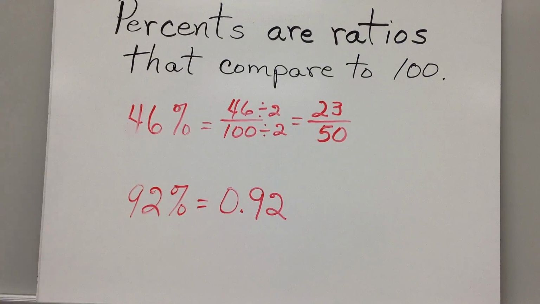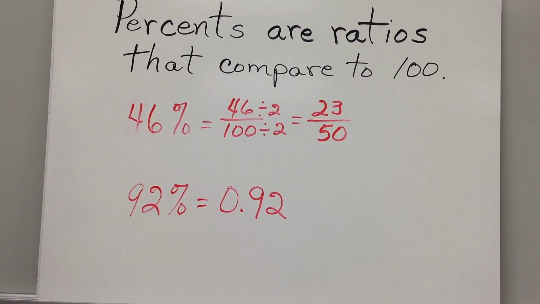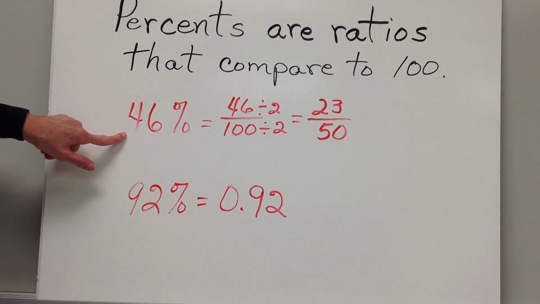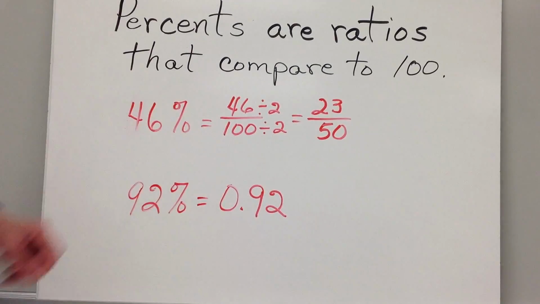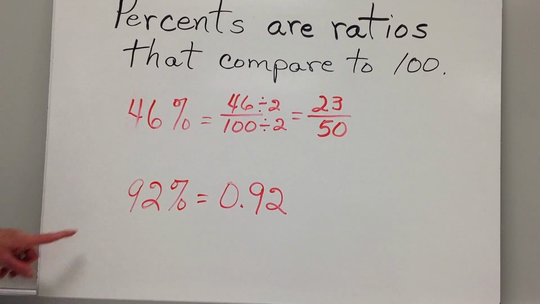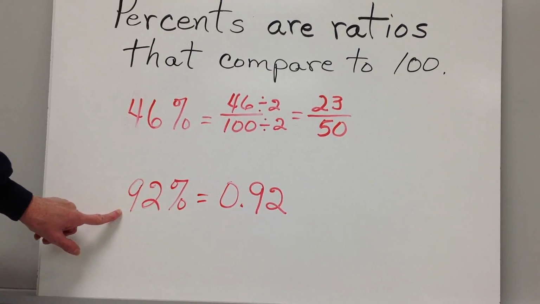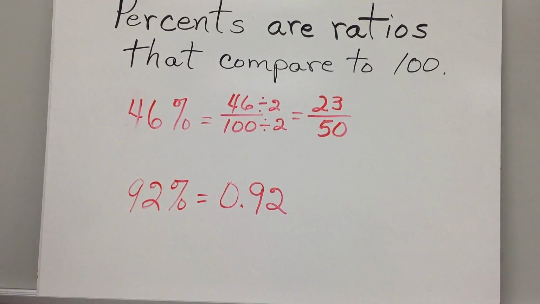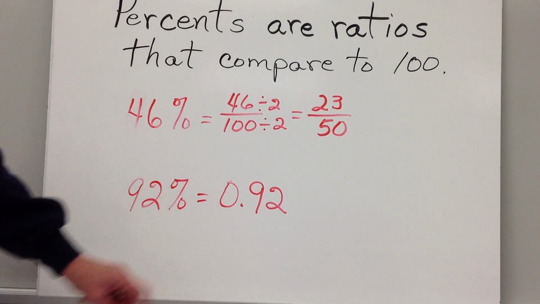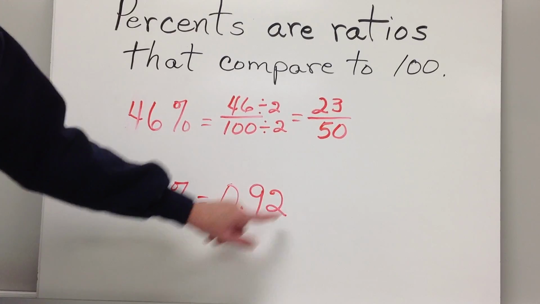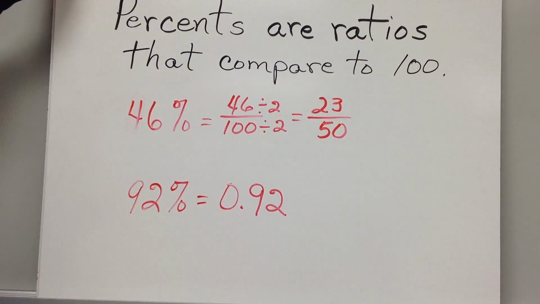Now, percents are just ratios that compare to 100. We know that a ratio is a fraction. So if I have 46%, that would be 46 over 100. I could reduce that fraction by 2 and get 23 over 50. If I wanted to change 92% to a decimal, I could just move the decimal point 2 places to the left. That would give me 0.92. 92 hundredths. We are comparing to 100.